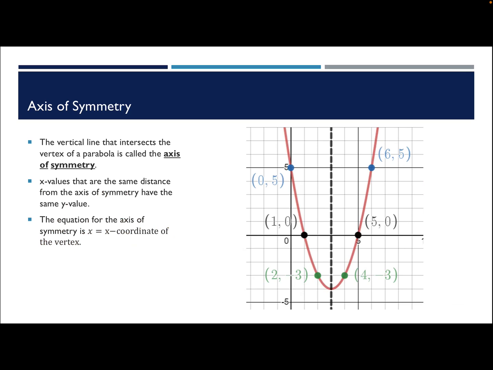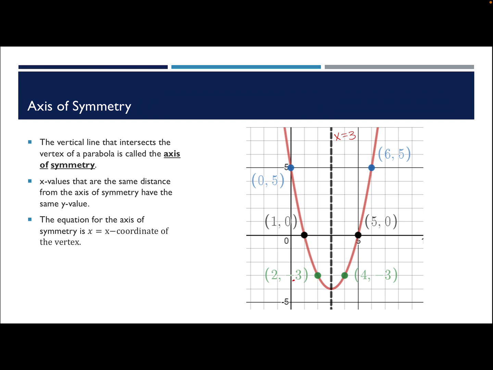The axis of symmetry is the vertical line that goes through the vertex of a parabola. And the axis of symmetry has a property that values that are the same distance away from the axis of symmetry have the same output, or the same y value. So our axis of symmetry here is x equals 3. And you can see that both 4 and 2 are a horizontal distance of 1 away from the axis of symmetry, and they produce the same output.